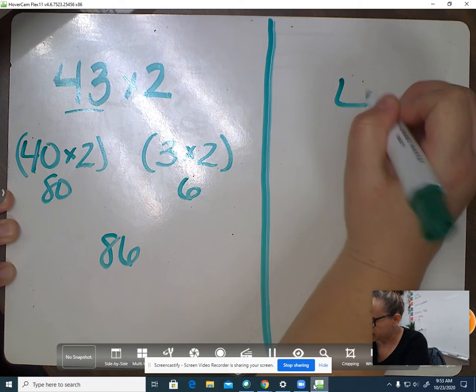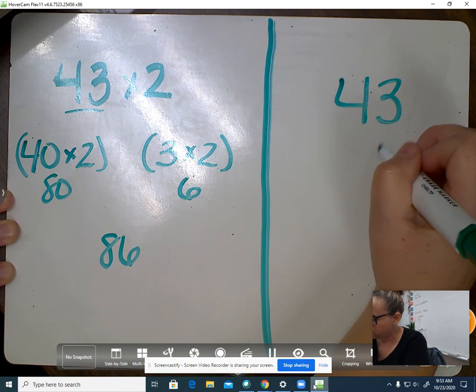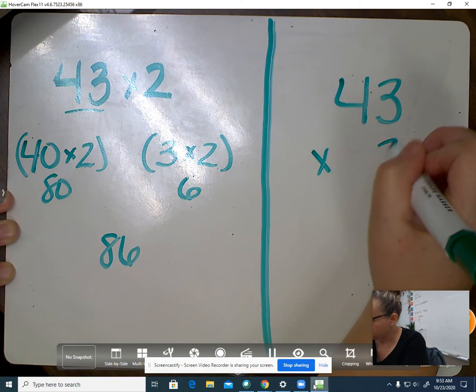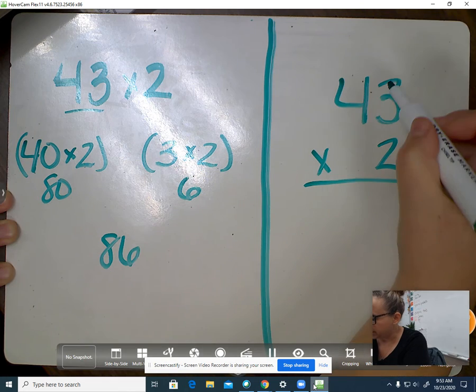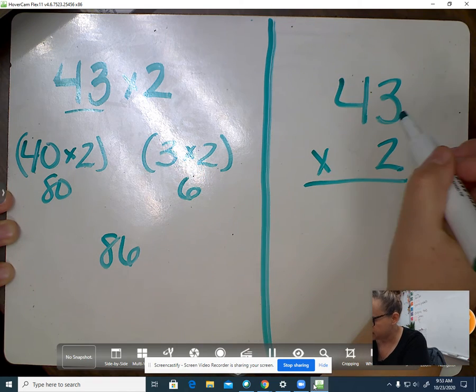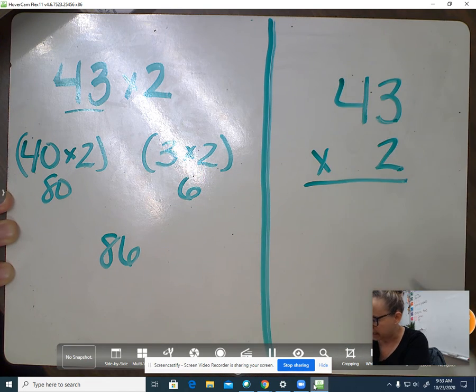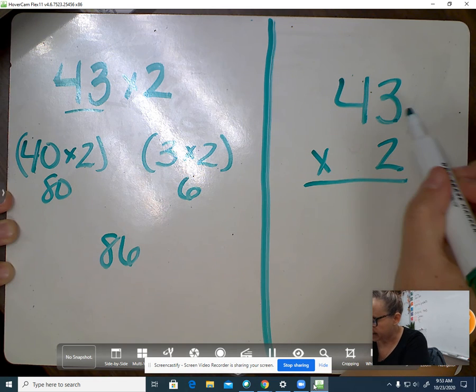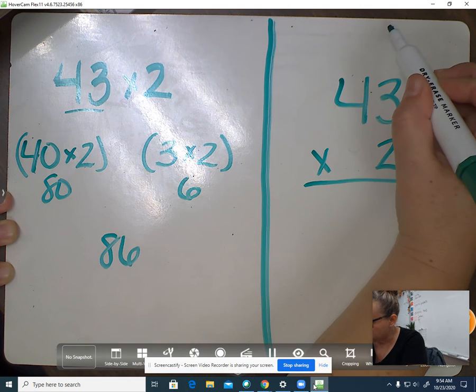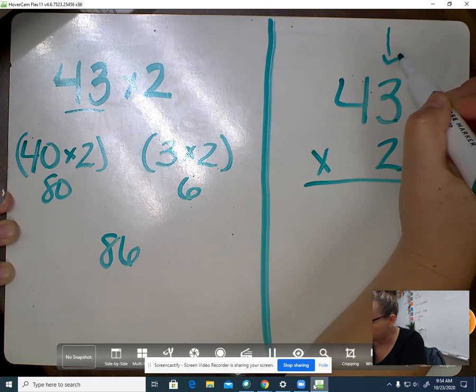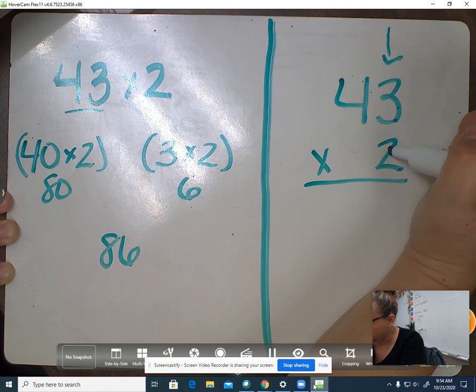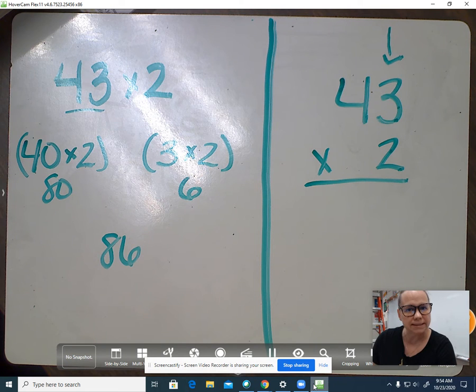This way we're going to write it up and down vertically. 43 times 2. And it's important that you write this digit in the ones place and this digit in the ones place, so that they're all lined up. When you do the algorithm, you're going to multiply 3 times 2 and 4 times 2. But that's not really a 4, right? What is it? It's a 40.